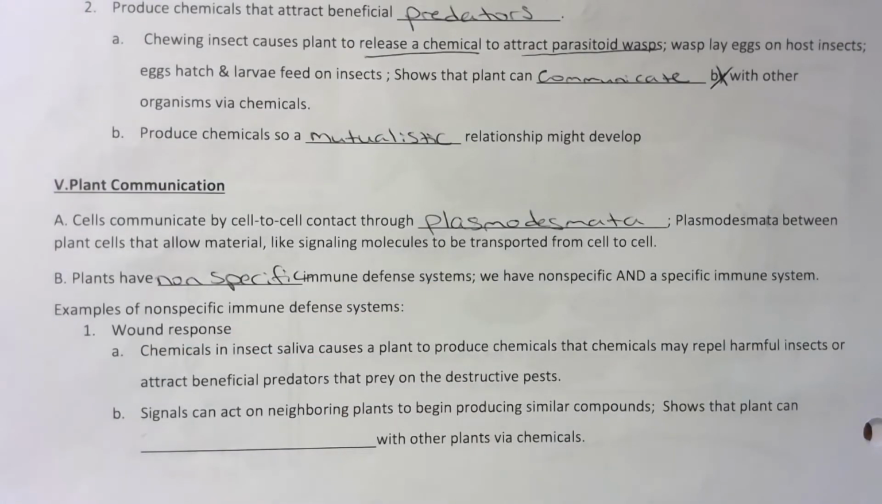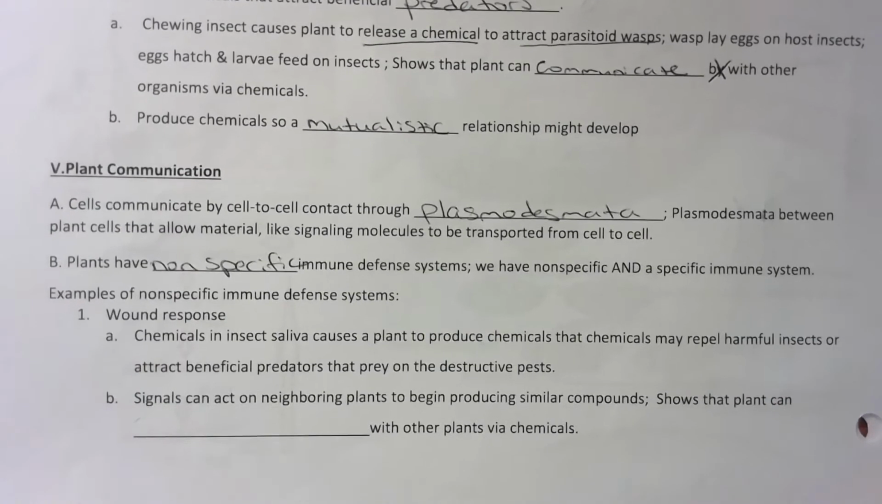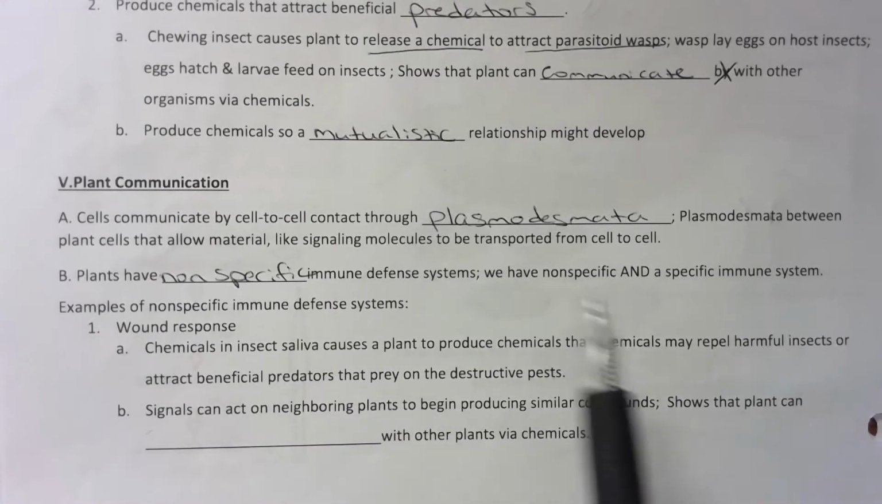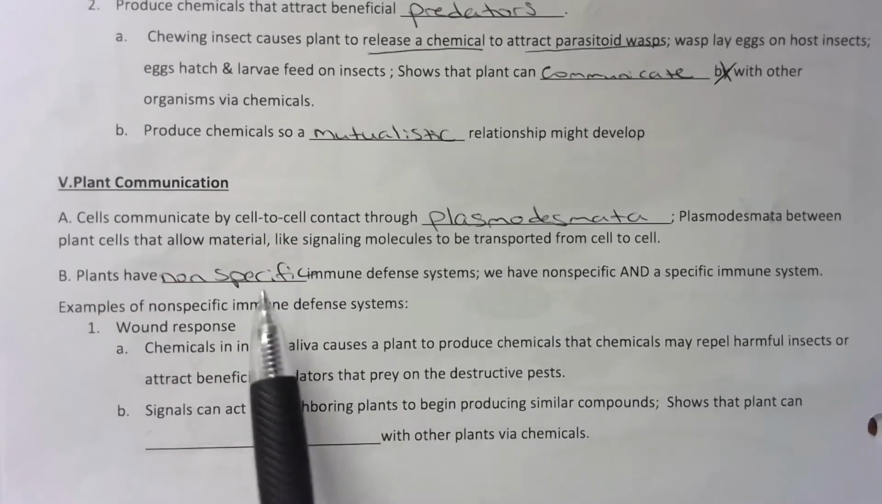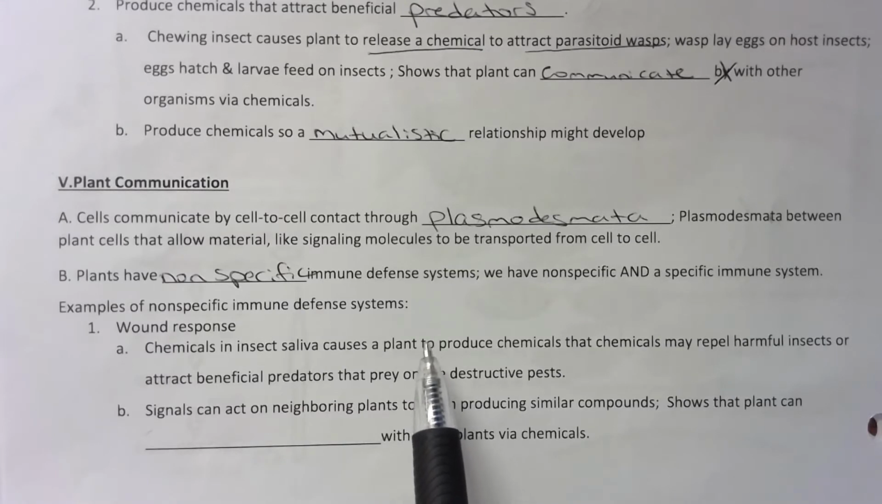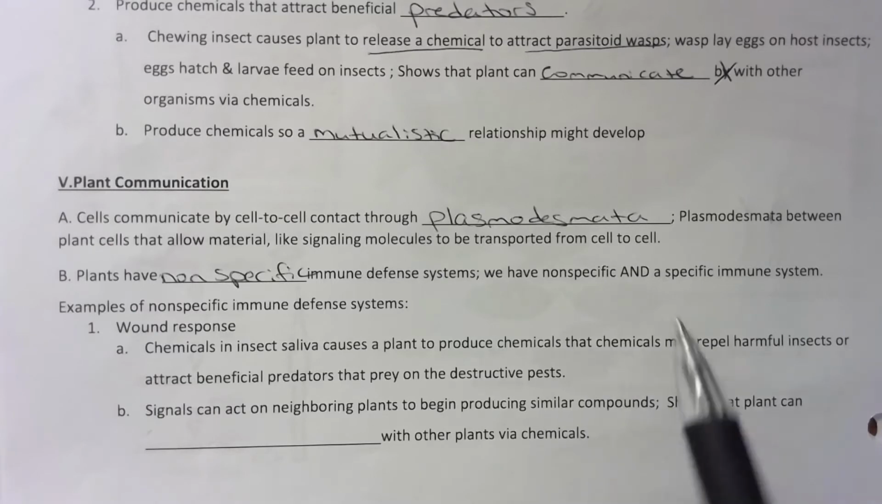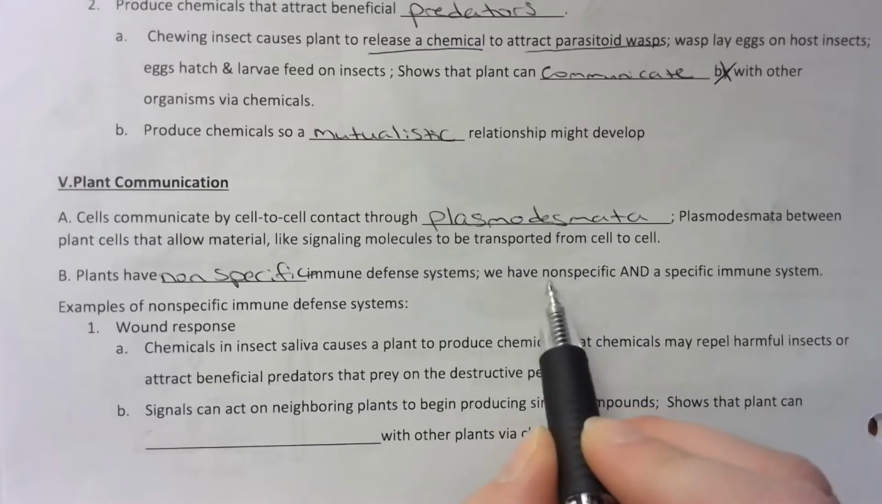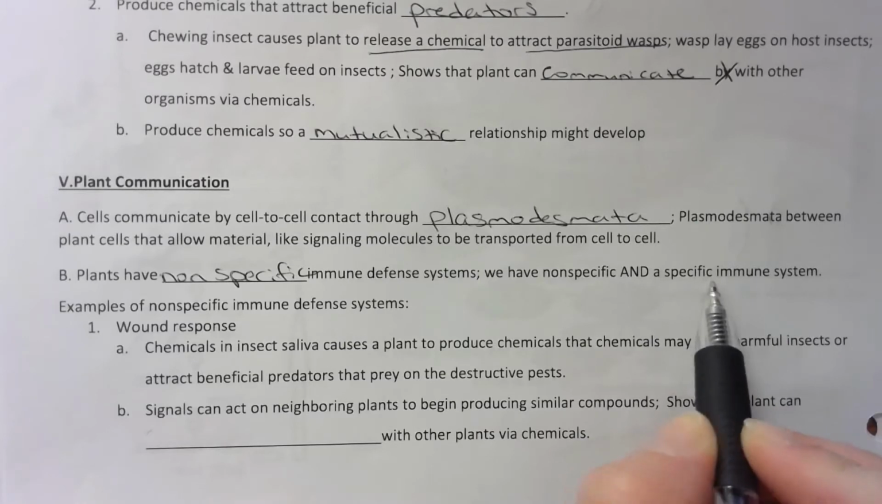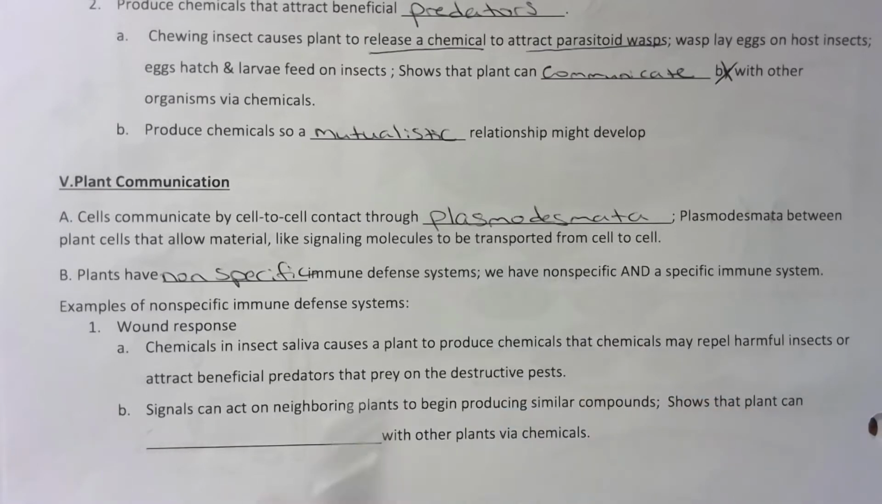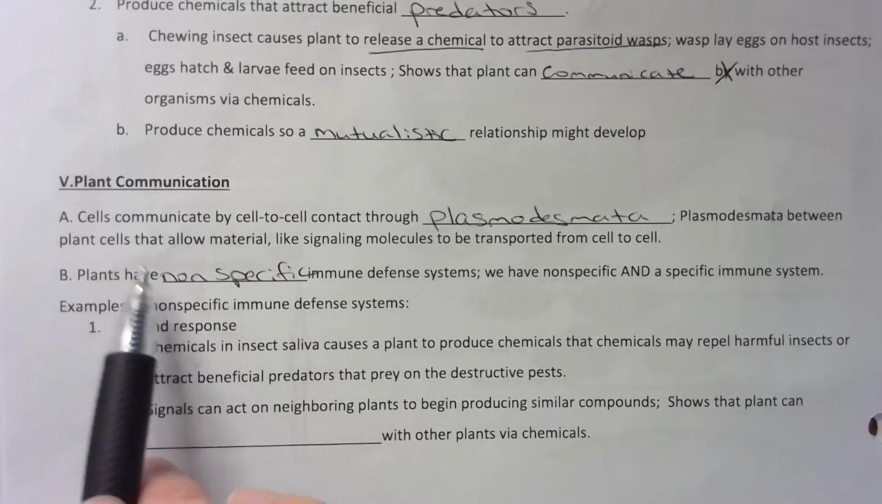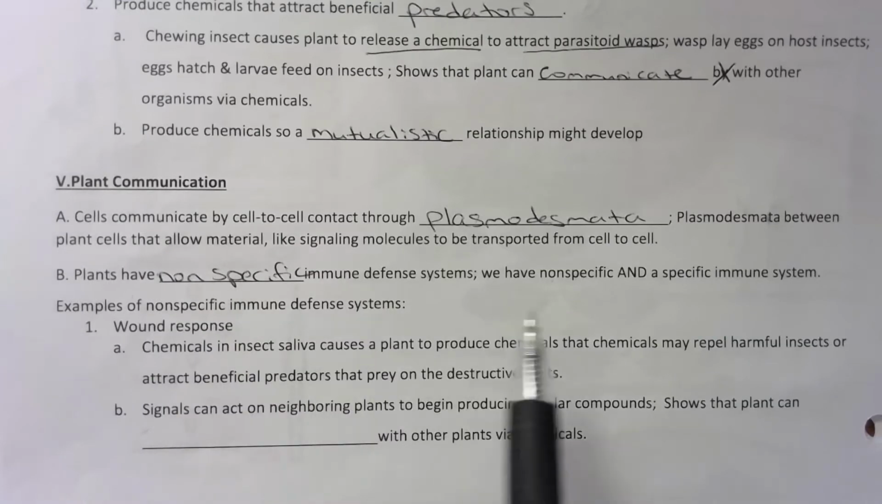So plants have non-specific immune defense systems. If you've taken any anatomy, any physiology, you've heard this before. Hopefully you've heard it anyway, but they honestly don't include this in the content for just normal biology. So non-specific defense, so we have both non-specific and specific immunity. Non-specific are things that will generally repel any pathogen, or in plants' case, pathogen or predator.